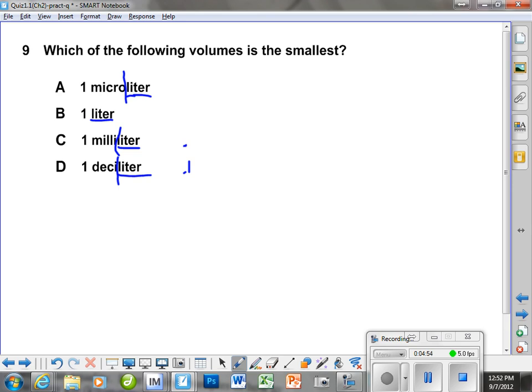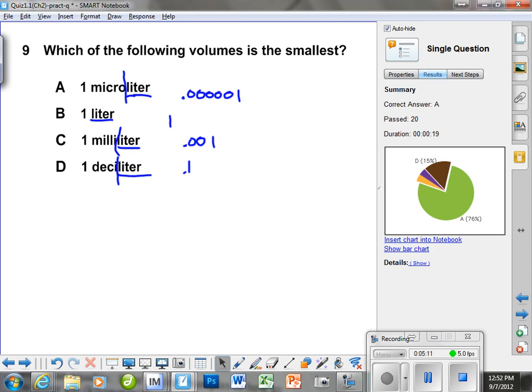Milli is 2 zeros and a 1, and liter, of course, is 1. And then micro is 1, 2, 3, 4, 5 zeros and a 1. And that makes it pretty clear why this guy would be the correct answer.